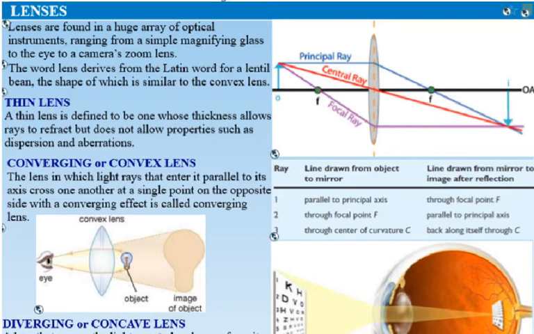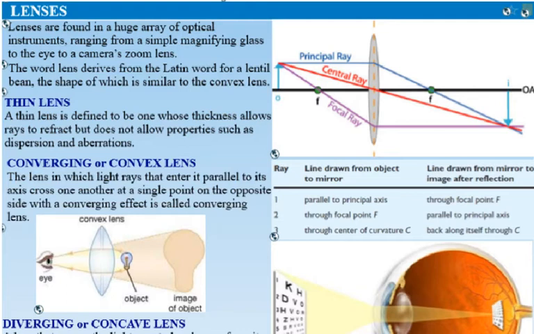The only difference is that lenses' rays pass through and meet on the other side, so they form real images most of the time, except for certain cases. And the real images most of the time will be upside down, or inverted. Lenses are found in huge areas of optical instruments, ranging from simple magnifying glasses to eye and camera zoom lenses. The word lens derives from a Latin word for lentil bean. That shape reminds us of the shape of a bean.